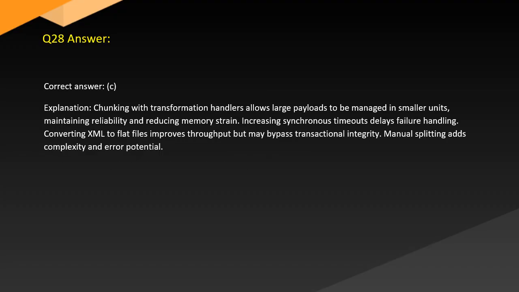Answer. Correct answer, C. Explanation. Chunking with transformation handlers allows large payloads to be managed in smaller units, maintaining reliability and reducing memory strain. Increasing synchronous timeouts delays failure handling. Converting XML to flat files improves throughput but may bypass transactional integrity. Manual splitting adds complexity and error potential.